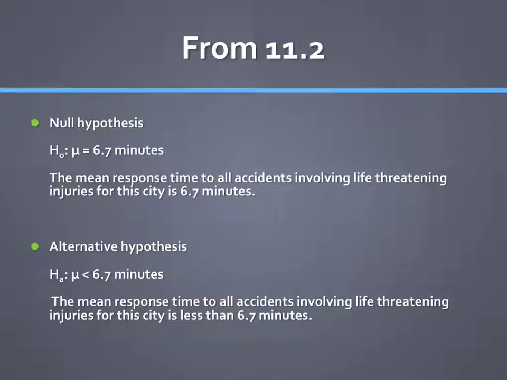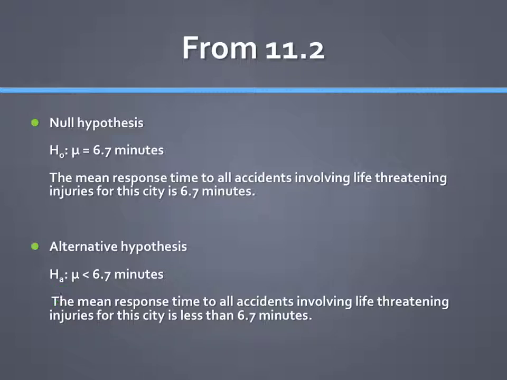The last line of this example that says, do these data provide good evidence that the response times have decreased since last year? That right there is telling us the alternative hypothesis that we want to test. So have the times decreased? We're going to take last year's response time, the 6.7 minutes. Again, we're going to put it in terms of mu, and to see if they've decreased, we'd use a less than sign. H sub A is used to denote that we have our alternative hypothesis.